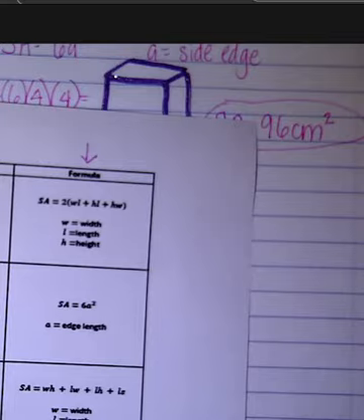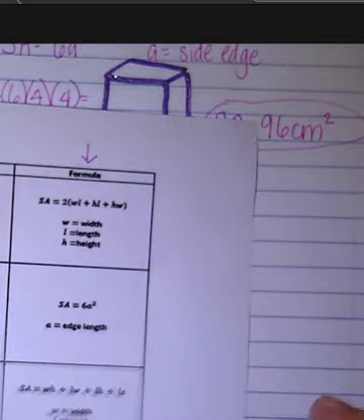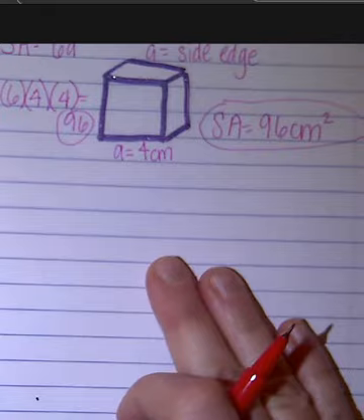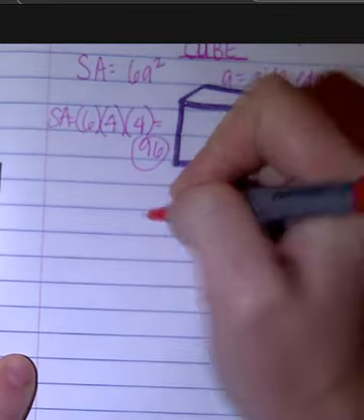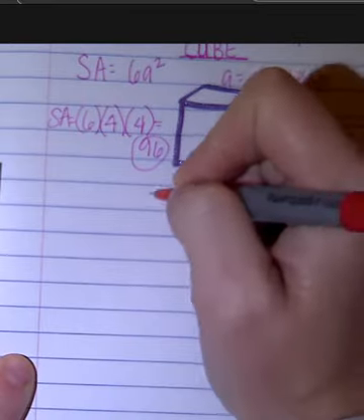Okay, so I'm just going to copy my formula straight from my formula page that I gave you last night. And so now we're on rectangular prism.